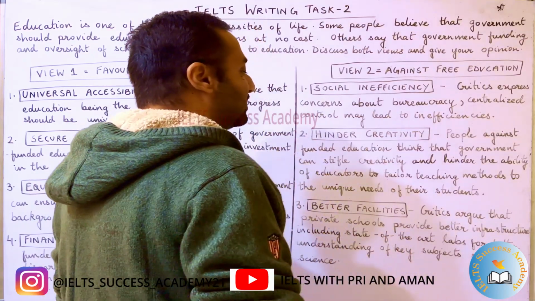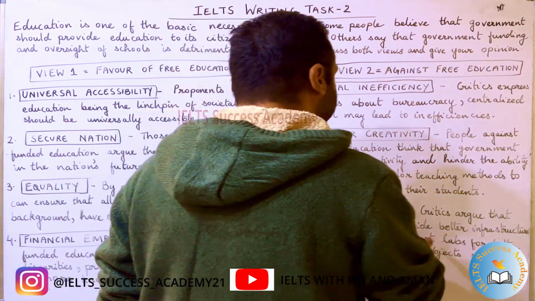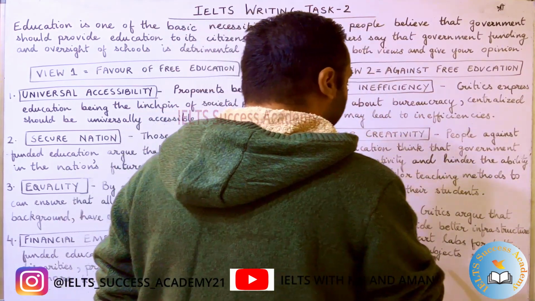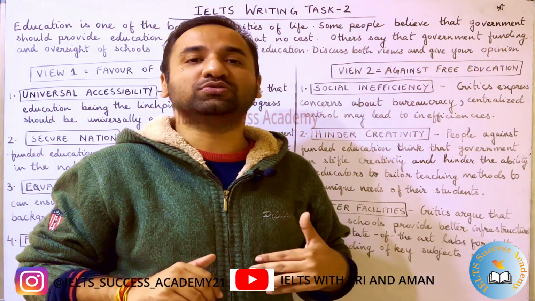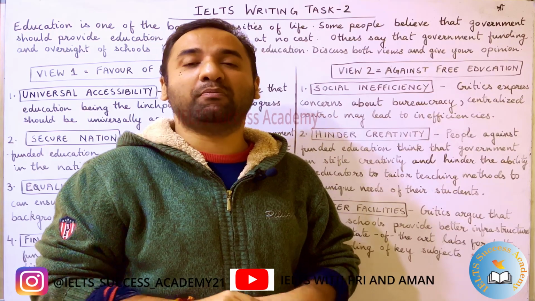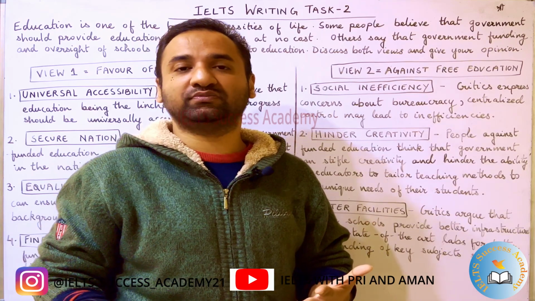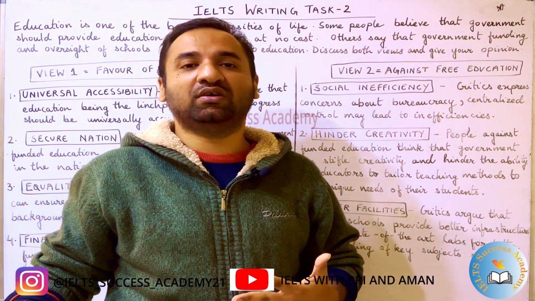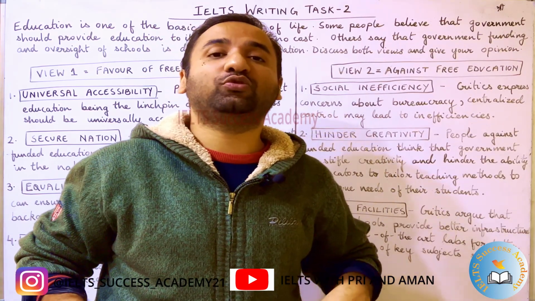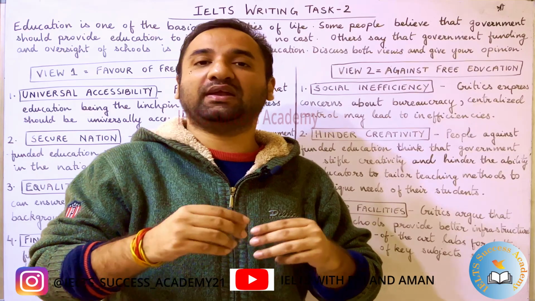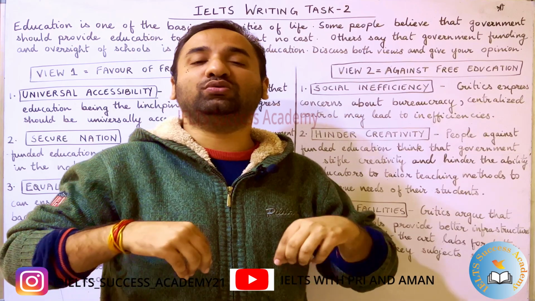Third, better facilities. Critics argue that private schools provide better infrastructure, including state of the art labs for better understanding of key subjects such as science. How? Because they can charge more, so they can provide better infrastructure to their students. Also, they can bring better people in. Why? Because they have the ability to pay more, so they can pick and choose their talent, and that provides better quality to their students.